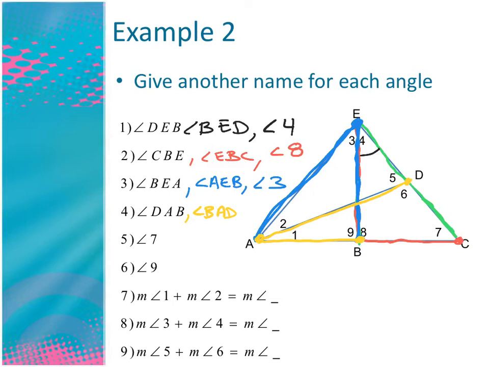All right, what else? What's another name? Yes, ma'am? Angle 1. Now, they won't always have numbers. If they don't have numbers, don't introduce your own numbers. You don't get to do that. You are interpreting what's already there.